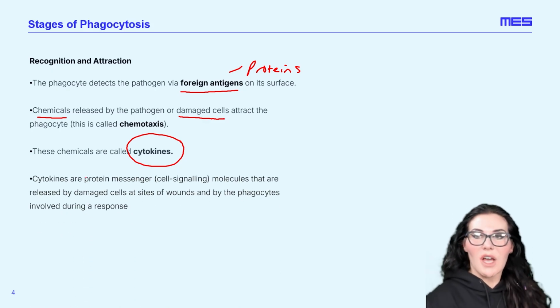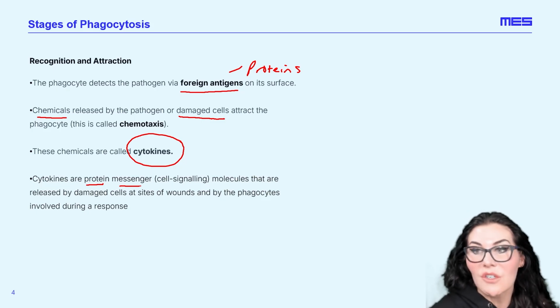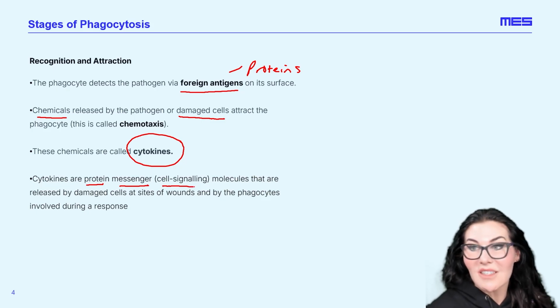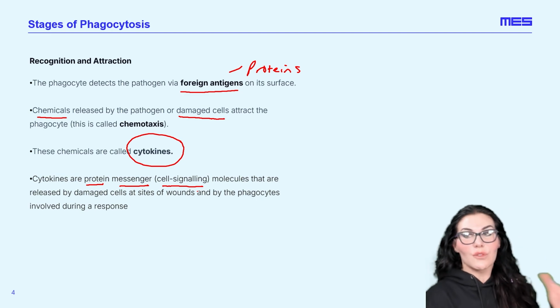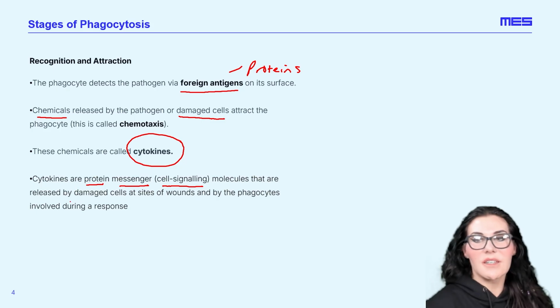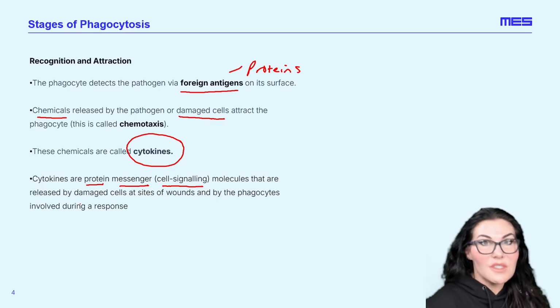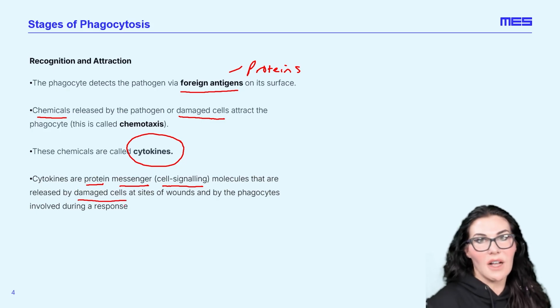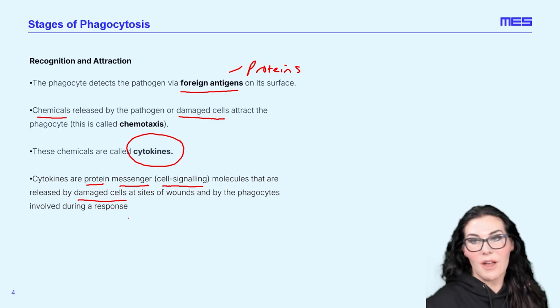Cytokines, just in a nutshell, are proteins. We describe them as protein messengers. They carry out cell signaling, so they signal from one cell to another. And as I said before, usually these cytokines are coming from pathogens themselves or damaged cells at the site of wounds or ones that have already been invaded by a virus.